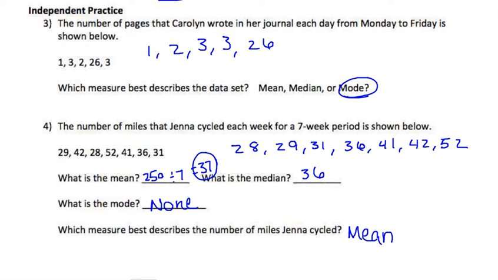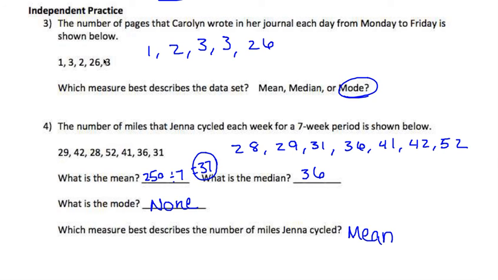And here are your answers for number 3 and number 4. Number 3, it says the number of pages Carolyn wrote in her journal each day from Monday to Friday. Which is the best measure? Well, you can see that there's 2 3s, so automatically we have more than one number showing up. So that puts us into mode being the best for that. We also have an outlier, so we couldn't do mean, and we have the double 3, so we're not going to use median.